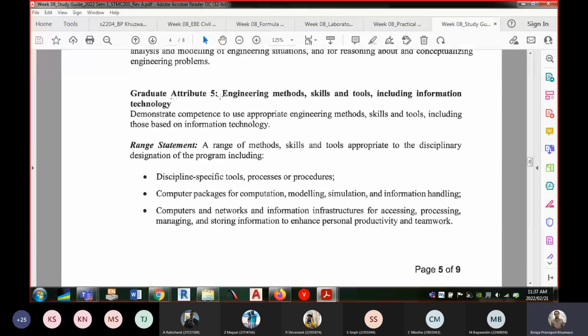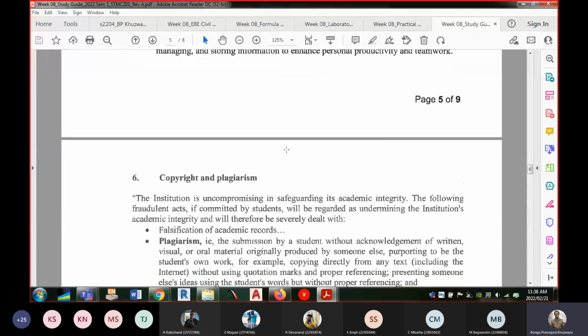And then GA5 is graduate attribute 5. We have engineering methods, skills, and tools, including information technology. Here, you need to demonstrate competence to use appropriate engineering methods, skills, and tools, including those based on information technology. And then you can read through that yourself.